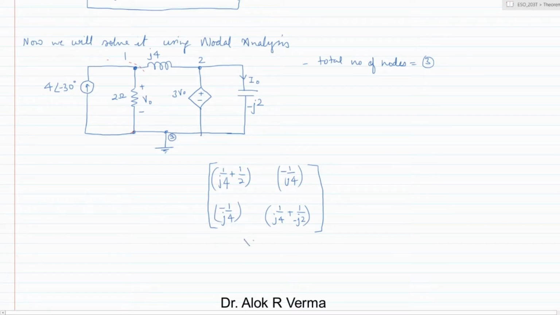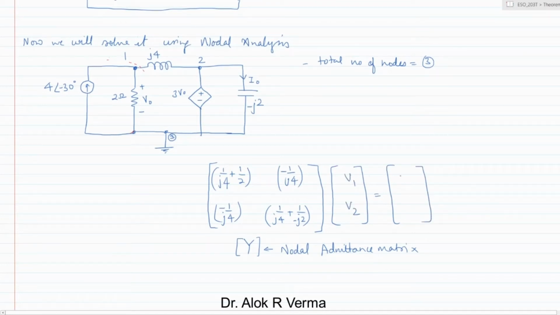This is basically the Y matrix, which is the nodal admittance matrix, and this is multiplied by the node voltages. These are the unknown voltages, and the current source connected to node 1 is 4 angle minus 30, which is entering the node, and for node 2 it is 0.